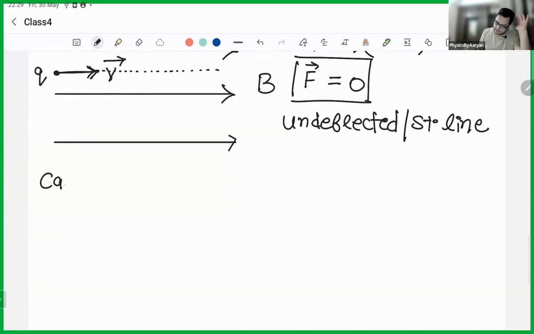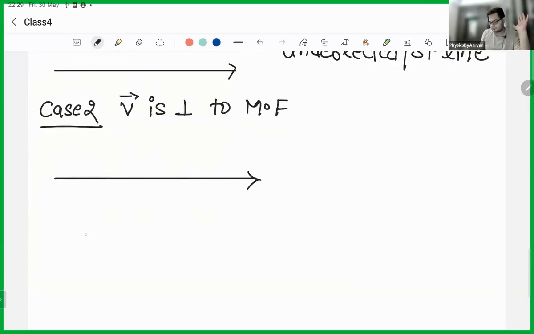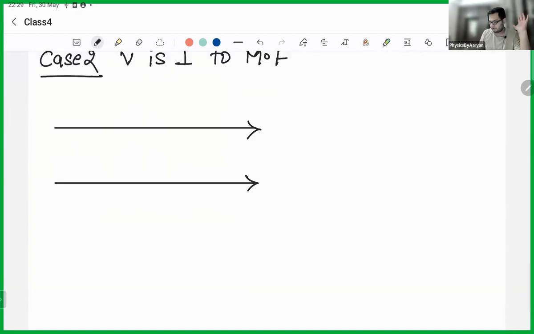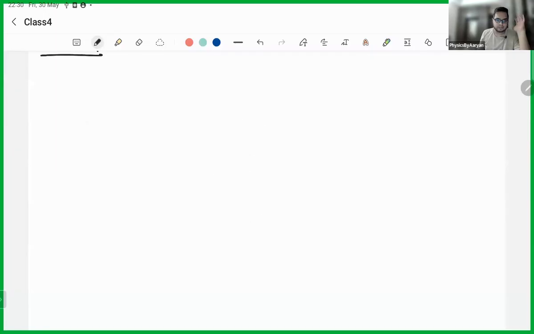Second, Case 2: velocity is perpendicular to the magnetic field. Okay, so now I am again going to draw the magnetic field, and now I am going to have a charged particle perpendicular. So this is my charged particle, and the velocity is perpendicular. So this is your velocity, and this is your magnetic field. The easier way to do this will be by drawing a different diagram so that you can understand better.